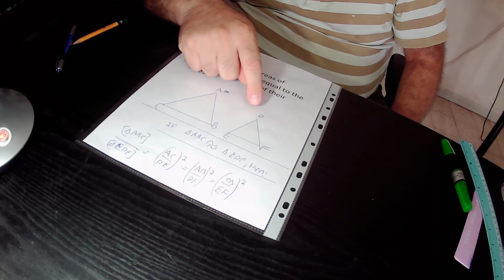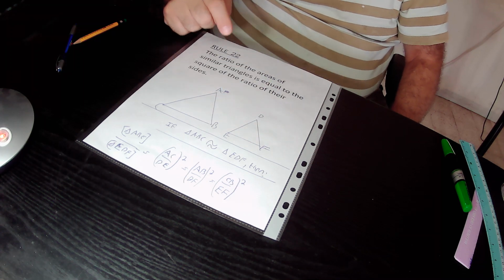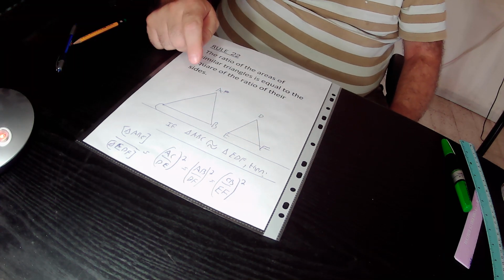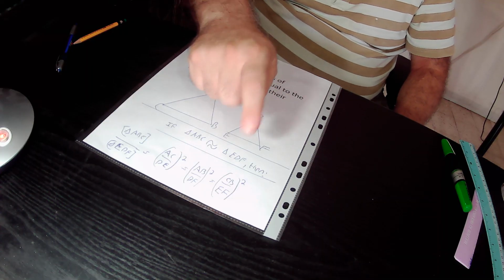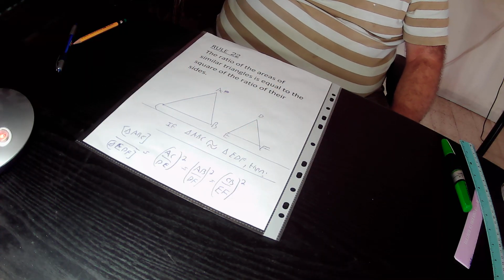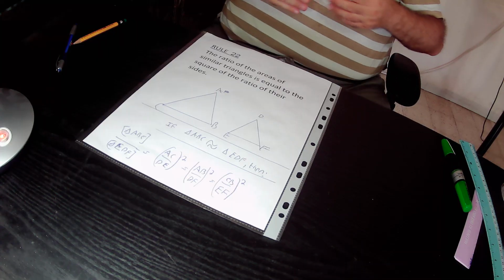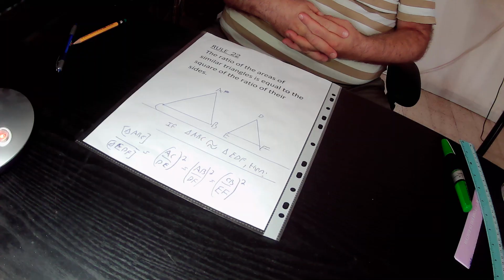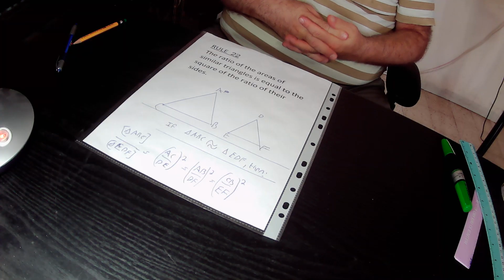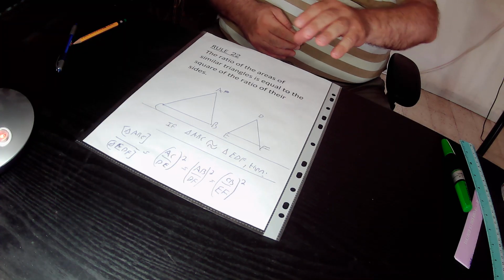DAB over DF squared, and the third corresponding sides are CB over EF squared. So in total, according to rule 22, the ratio between the areas of two similar triangles is equal to the square of the ratio between their corresponding sides. So we can actually implement rule 22 in our drawing.